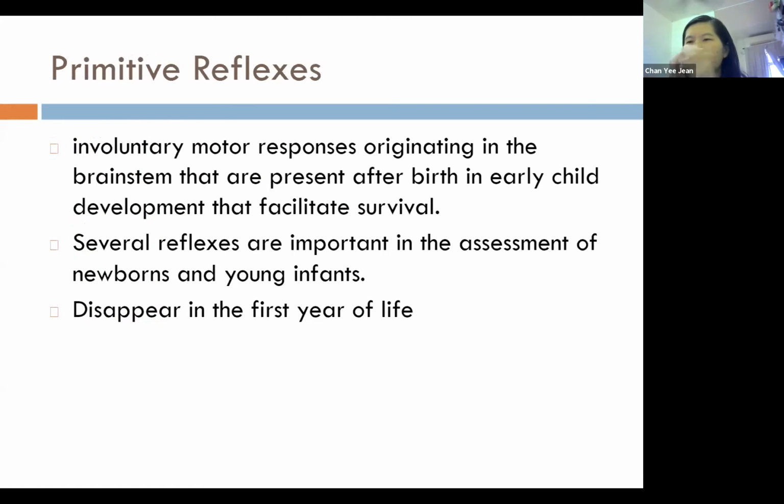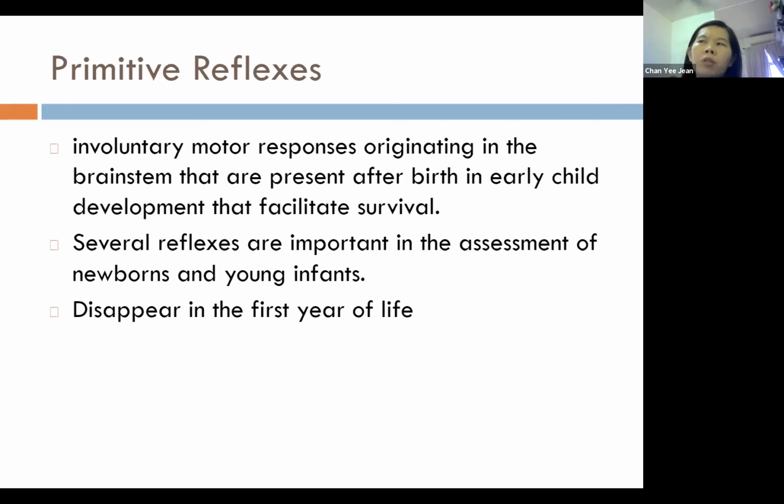Now, first off, we'll start with the primitive reflexes. Primitive reflexes are involuntary motor responses which originate in the brainstem. They are present after birth in early childhood development, and usually they're thought to facilitate survival. Like the rooting reflex: when you touch the baby's cheek, the baby will turn towards the side that's touched. That helps the baby figure out that there's a teat there, and they're supposed to turn the head so that they can drink the milk.